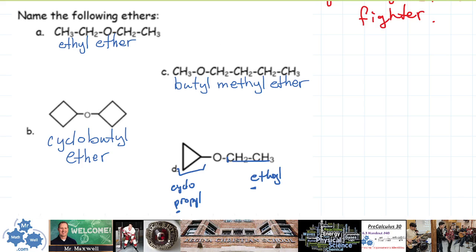Okay, what about this one? Well, we have a methyl and we have a butyl. So B comes before M, so we'll go butyl methyl ether. Butyl methyl ether.